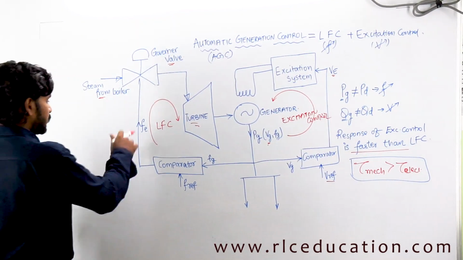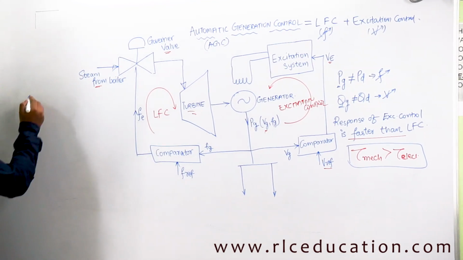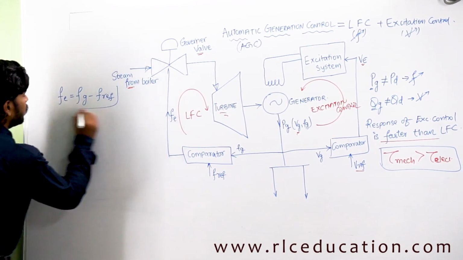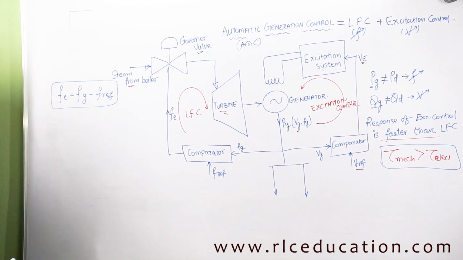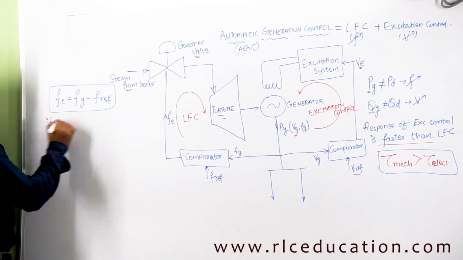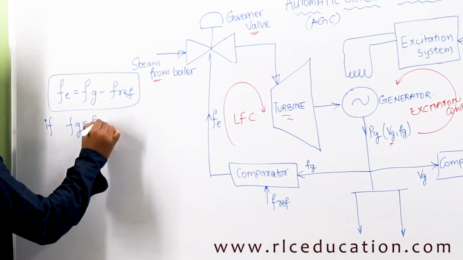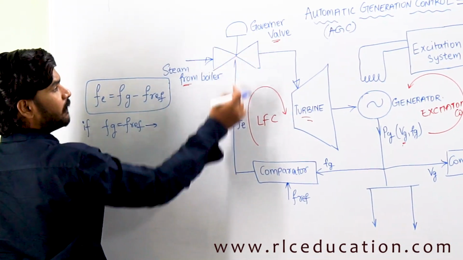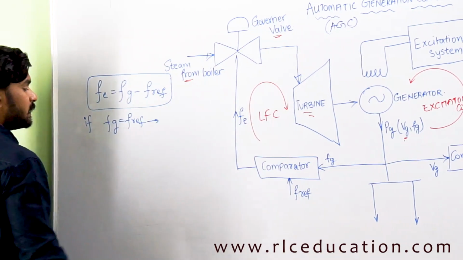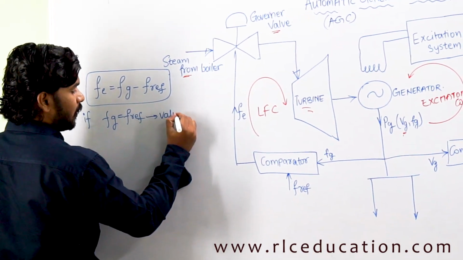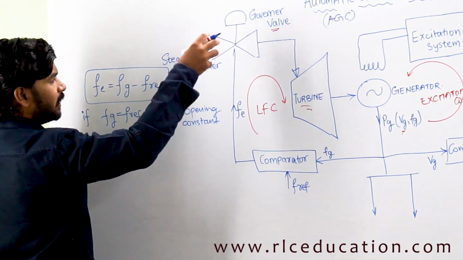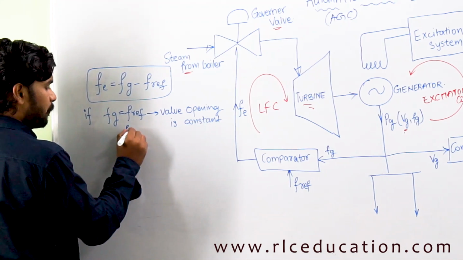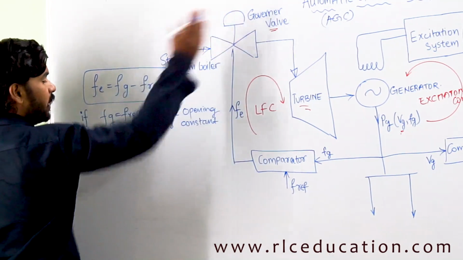Okay, now let us see about the frequency error, the error signal of the frequency. This error signal of the frequency is given by Fe = Fg minus F reference. Let us see three cases. If the generated frequency is matching the reference frequency set, what happens? The governor valve will be varying based on this error signal, so the valve opening is constant. Let us say the valve is opened a little bit, some amount of steam is flowing, and that opening will remain constant as long as the frequencies are the same. If both frequencies are the same, the error generated is equal to 0, so there is no action on the governor valve.